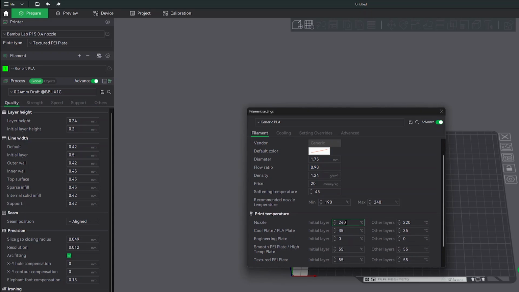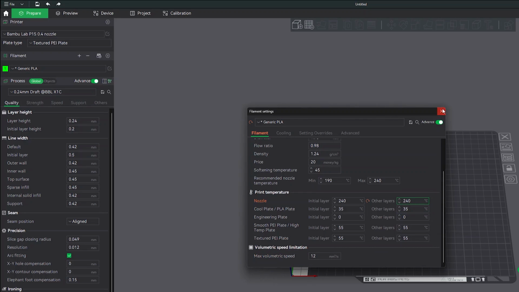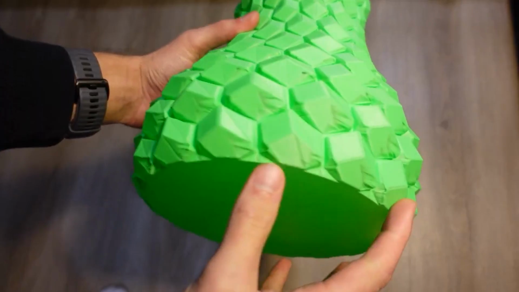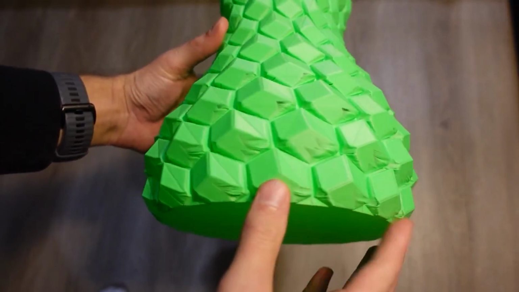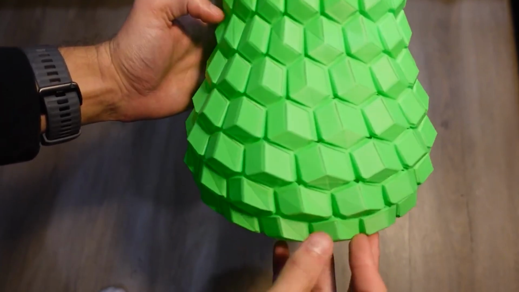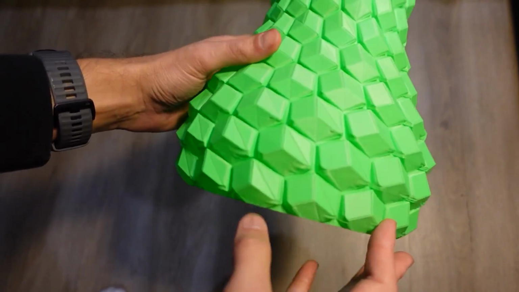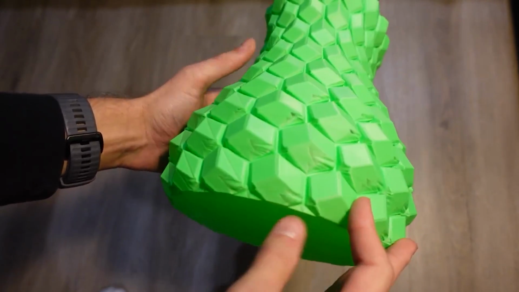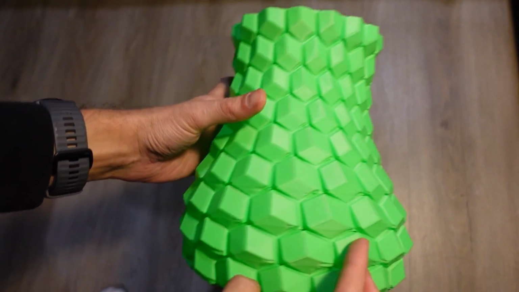For Bambu printers, when you're using ludicrous mode, you'll usually want to increase your nozzle temperature by 10 to 20 degrees Celsius. The reason being, when you're printing extremely fast, sometimes your printer will not have enough time to melt the plastic through the nozzle, and by increasing the nozzle temperature, it will allow that plastic to melt and flow through your nozzle fast enough to accommodate those print speeds.